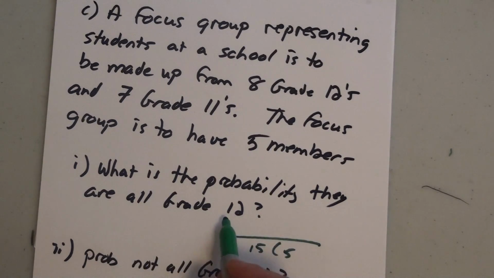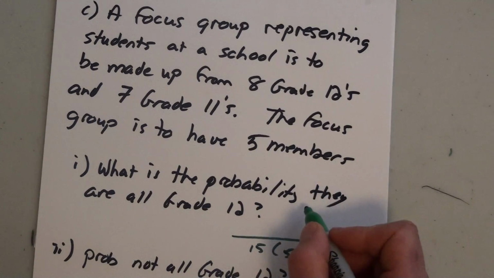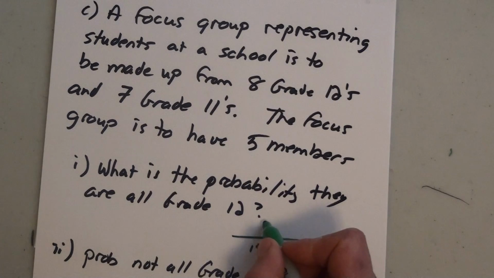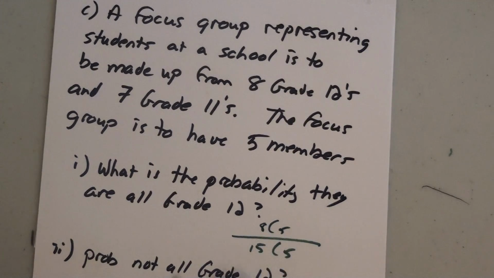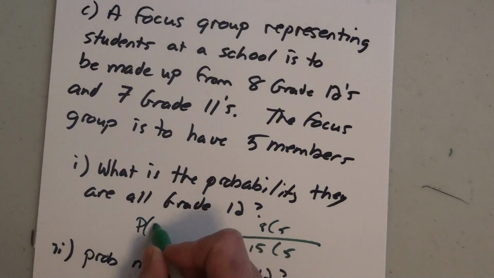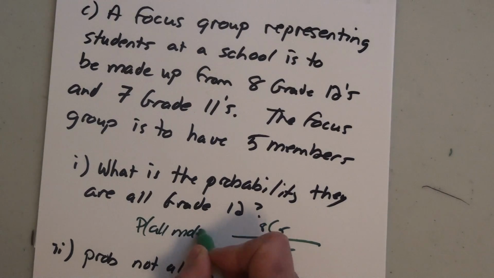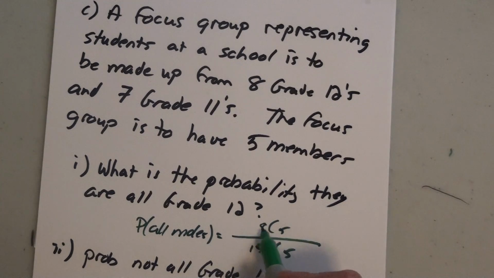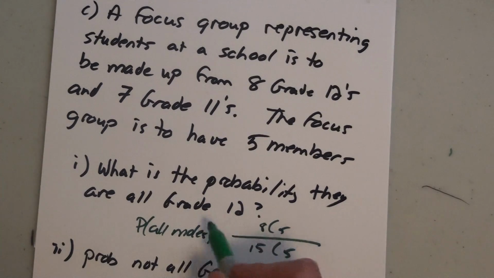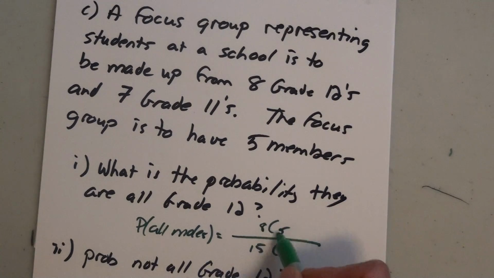Now they're going to be all grade 12s, so I'm going to need 5 from the 8 available. So it becomes 8 choose 5 for my numerator. So this is my probability. Equals 8 choose 5, that they're all grade 12s, divided by 15 choose 5, that they are out of the entire group.